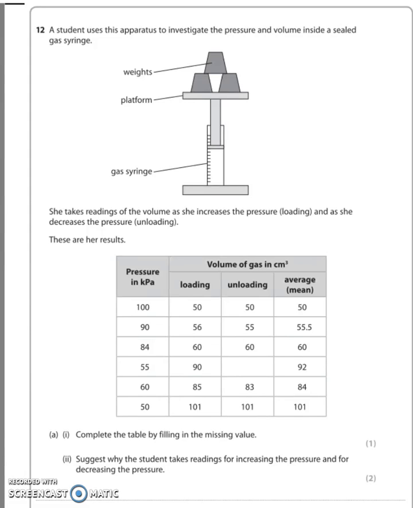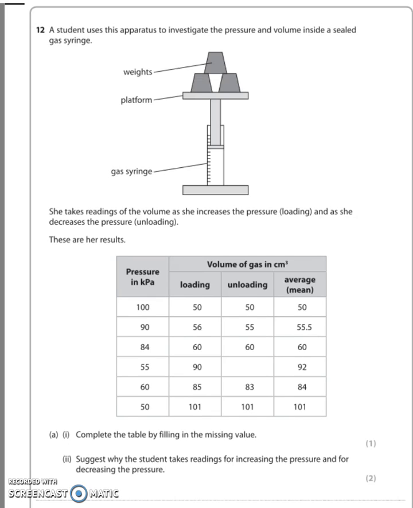Paper 1R, June 2016, question 12. So this is a practical based question. It's not something you're necessarily supposed to know that much about. It's just testing your knowledge of how to do experiments and how to analyze data. So it describes a student using apparatus to investigate pressure and volume inside a gas syringe.